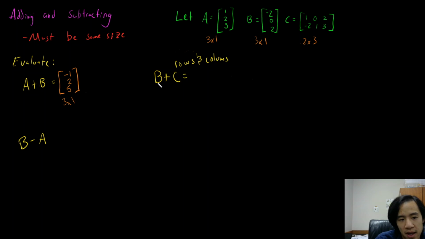So if you take a look at B and C, these aren't the same size, right? B is a 3 by 1 and C is a 2 by 3. So you can't add these. And subtraction is pretty much the same as well. For subtraction, you are just going to subtract each element. So B minus A, well, that will be -2 minus 1. That will be -3. That will be 0 minus 2, so that would be -2. And then 2 minus 1, that would be -1.